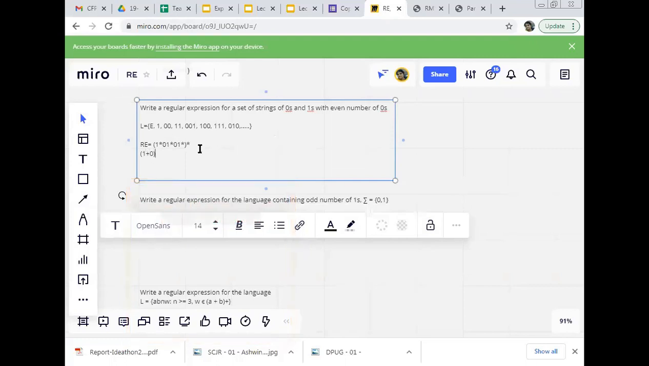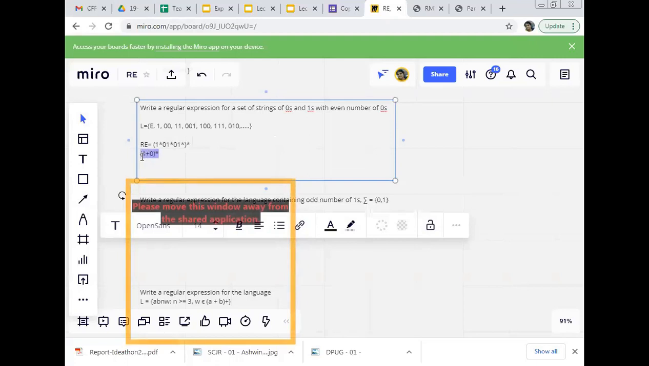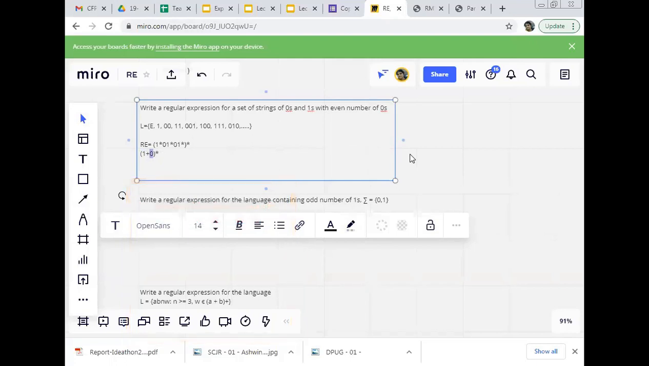Iska matlab kya hai? We have already done this in our basic RE. What is the meaning of (1 or 0) whole star? The meaning of (1 or 0) whole star is any combination of 1 and 0. Right? 1 can be repeated any number of times, 0 can be repeated any number of times. If I repeat 0 one time with 0, 0, with 0, 0, what you have given at the right side, I'll have 3 zeros.